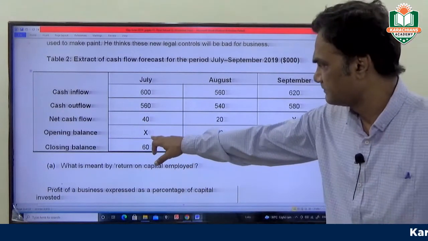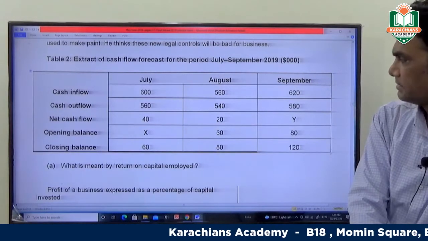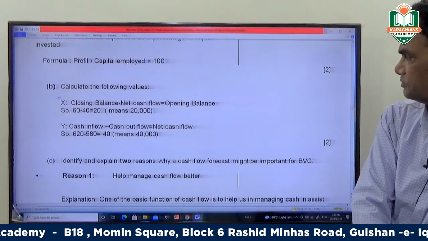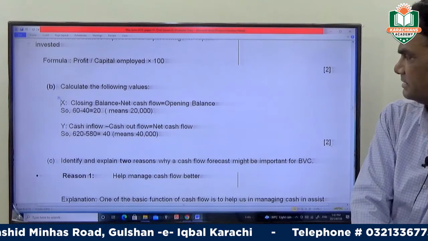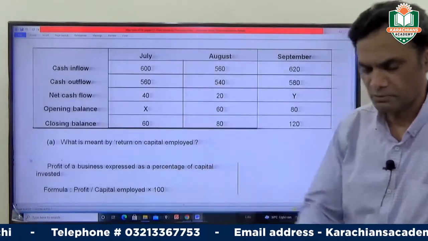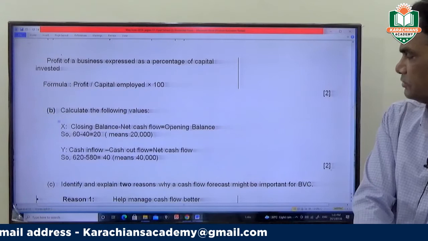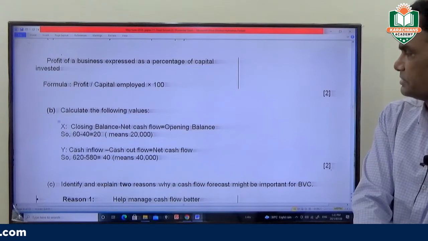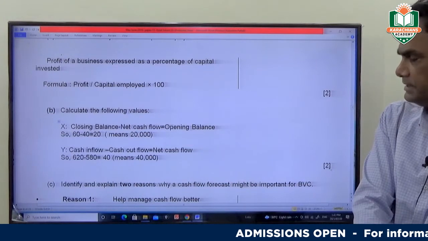In X we have to find out the opening balance. In Y we have to find out the net cash flow. Now here come to the questions. Calculate the closing balance. X means opening balance. Its formula: closing balance minus net cash flow is equal to opening balance. Closing balance is 60 minus net cash flow 40 is equal to 20, means 20,000. If we convert it into 1,000, it means opening balance should be 20,000.